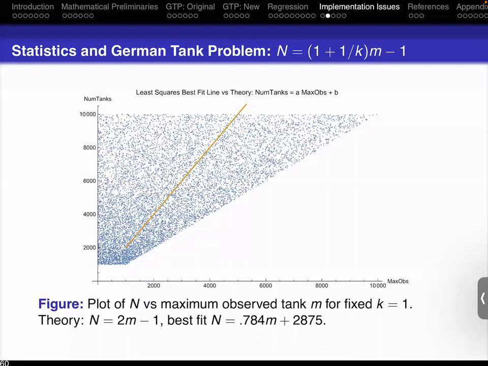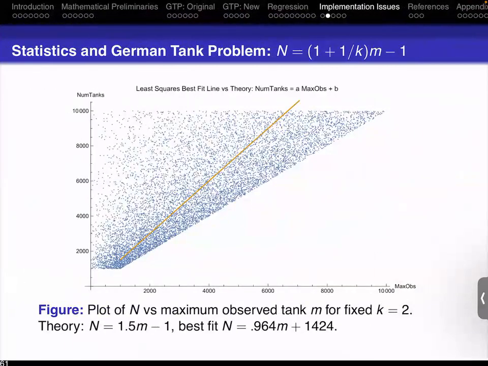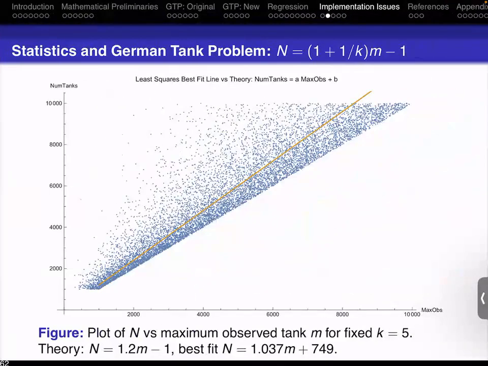Yeah, if you keep taking larger and larger values, this is predicting that the number of tanks in the limit is about 0.784 times the largest serial number observed. What did we know was our minimum number of tanks? It has to be at least m. So this formula might do a decent job between, say, 1,000 and 10,000, but it can't be right beyond. If we try doing 2 tanks, then theory is 1.5m minus 1, we get 0.964. It's still bad.